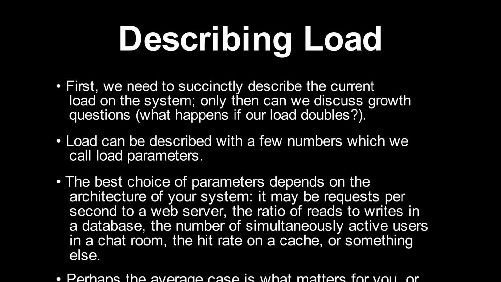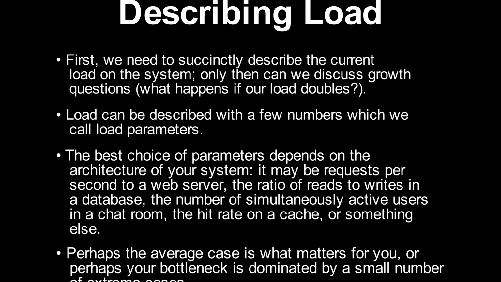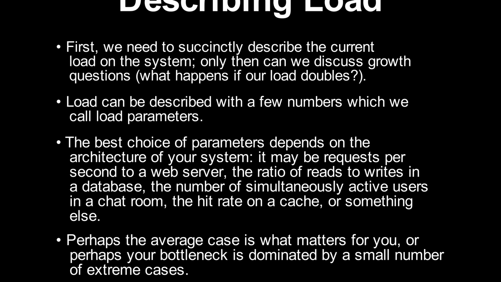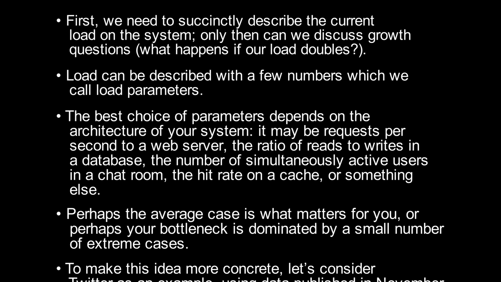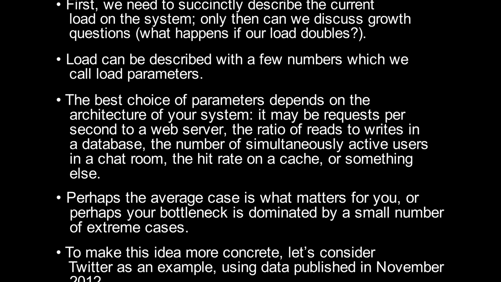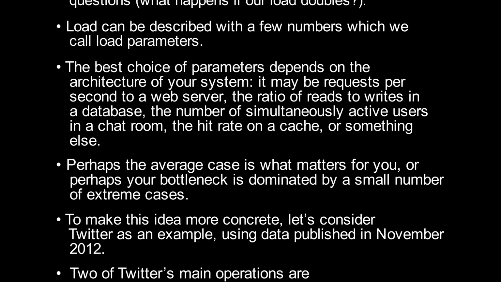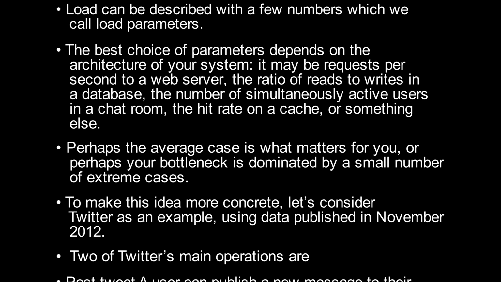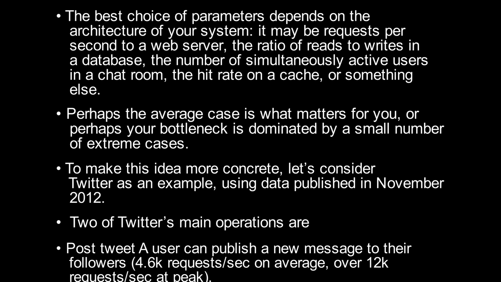It may be requests per second to a web server, the ratio of reads to writes in a database, the number of simultaneously active users in a chat room, the hit rate on a cache, or something else. Perhaps the average case is what matters for you, or perhaps your bottleneck is dominated by a small number of extreme cases. To make this idea more concrete, let's consider Twitter as an example, using data published in November 2012.